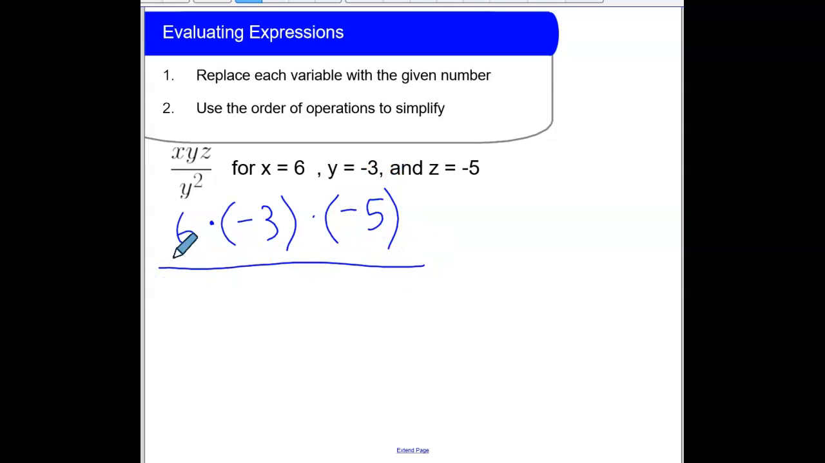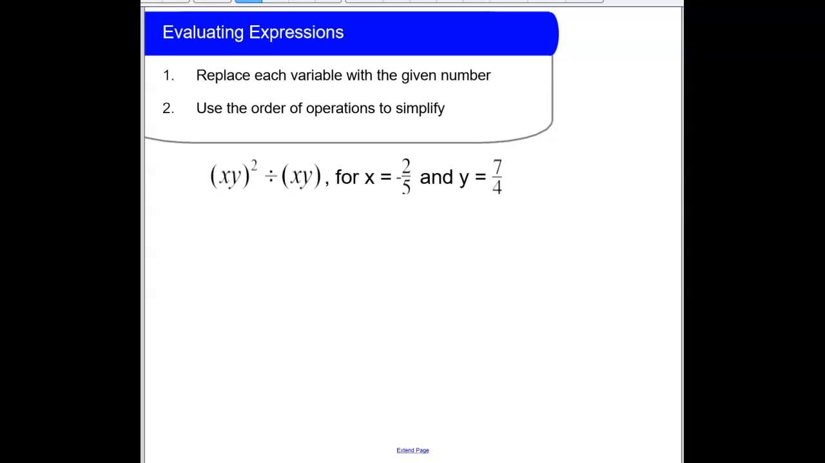over y squared. Well, y is negative 3. That means you've got to have negative 3 squared. So remember, that's going to be y times y, or negative 3 times negative 3. That's why that's in the parentheses there. So 6 times negative 3, that's negative 18. And then negative 18 times negative 5, that's going to be positive 90 over the quantity negative 3 squared. Negative 3 times negative 3, that's positive 9. 90 over 9 is 10.